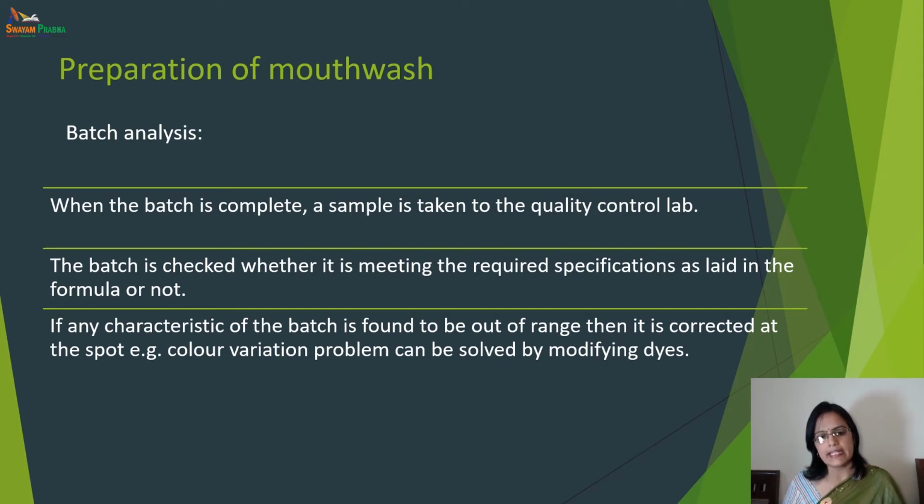If any characteristic of the batch is found to be out of range, then it is corrected at that spot only, at that time only. For example, a color variation problem can be modified by changing the use of coloring matter. So if anything goes wrong with the batch, it can be sorted out at that time only. That is why immediate quality control tests are performed.